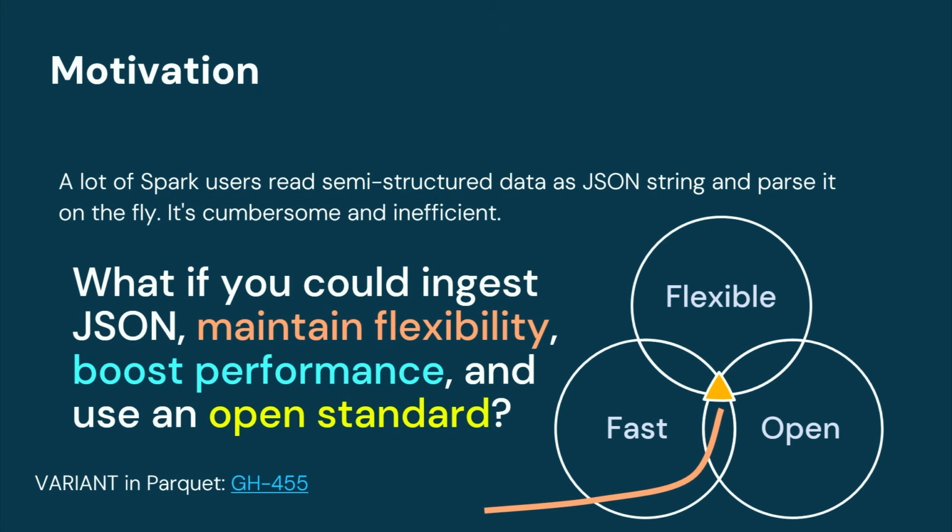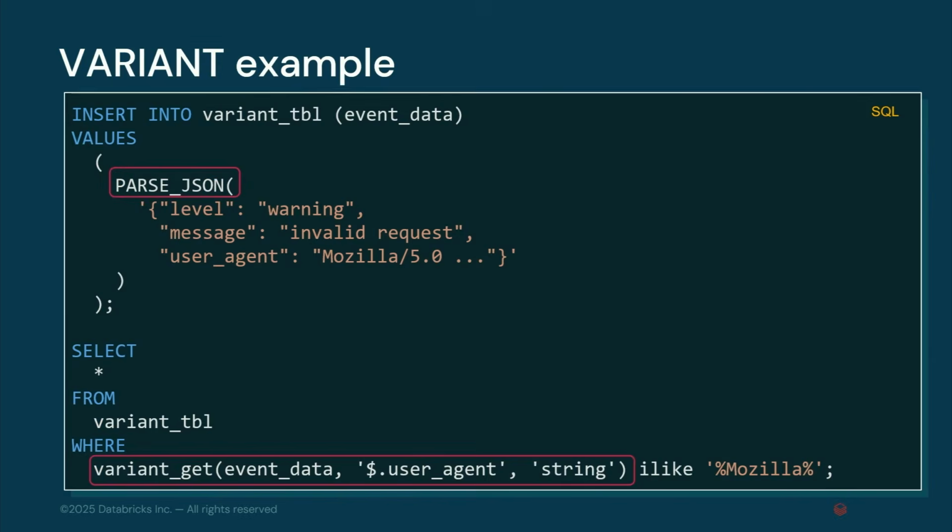So in Spark 4.0, we solved this problem with the new variant data type. It's as flexible as JSON, so you can have a dynamic schema for every record, and it's also an open standard in Parquet, but it's much faster than JSON. Let's see an example. The variant value here was formed from a JSON string that you parse using the parse_json function in Spark SQL. But it's an open standard, so you can also use other third-party APIs to build your own variant values.